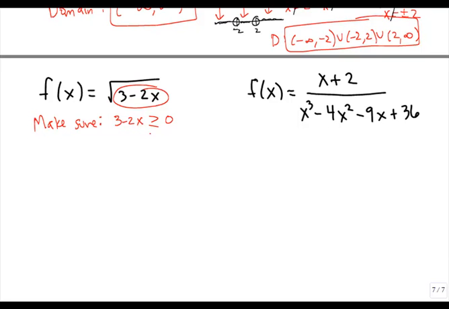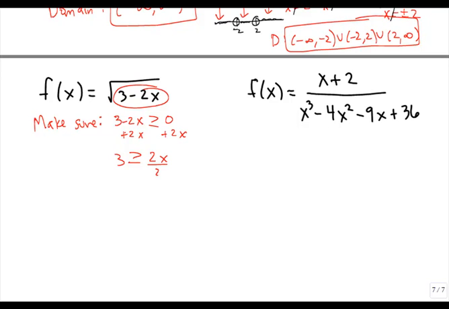And for all the x's where that happens, this is going to be defined. So how do you solve this inequality? Just solve it like a linear equation. I'm going to add 2x to the other side. So I get 3 greater than or equal to 2x.